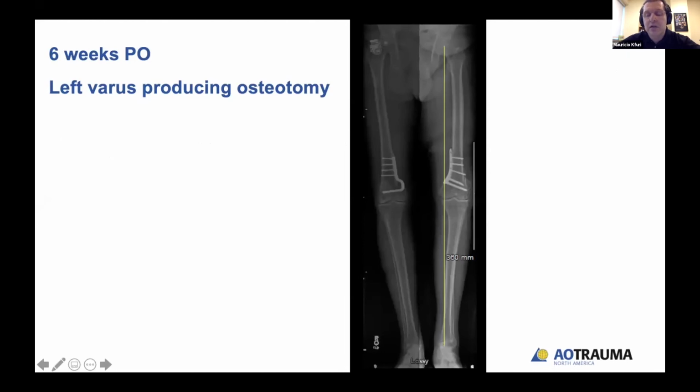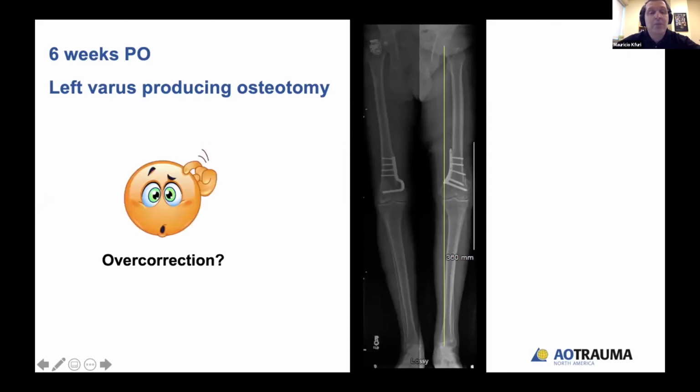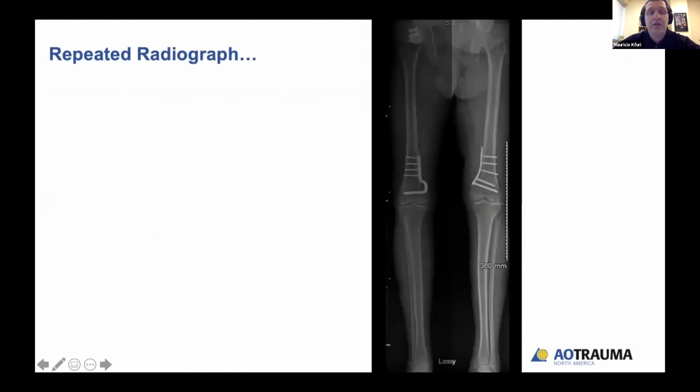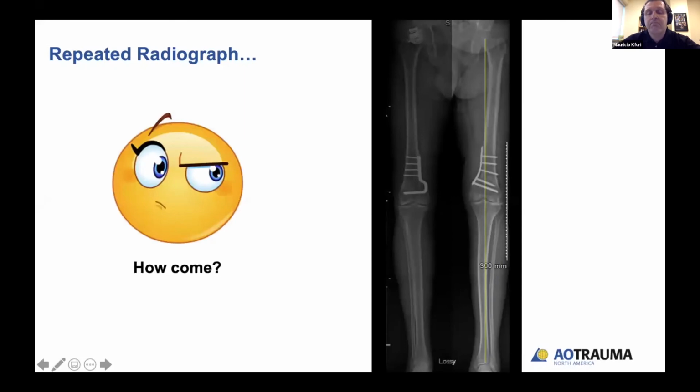I said, oh my gosh, what I've done here. Is this an overcorrection? Then I said, let me look with more details. Let me get new pictures. And I repeated the same radiographs again, the first day, the same day. And you see, it does not look overcorrected at this point. So how come? What's the difference? What's the magic here? So let me share with you.